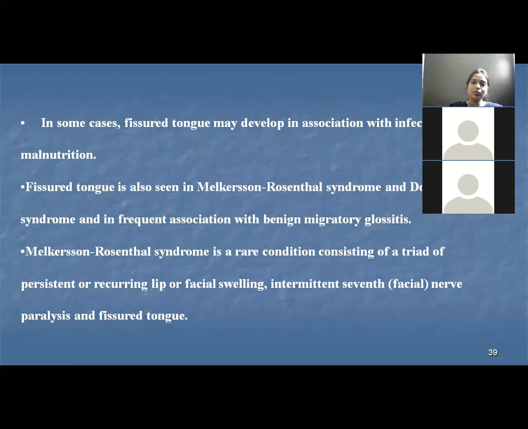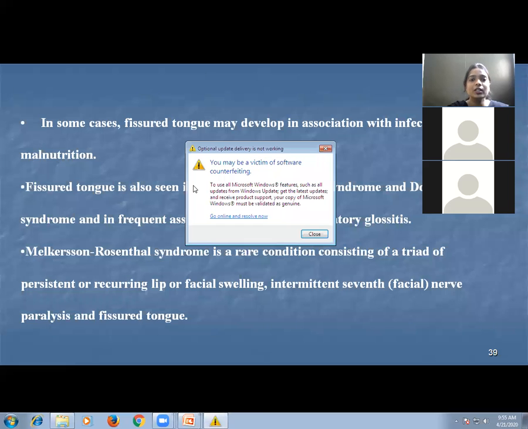This syndrome is important for you. What is Melkersson-Rosenthal syndrome? It consists of a triad, that is, three features. First feature is recurring lip or facial swelling. Then 7th nerve, that is facial nerve paralysis, and fissured tongue. This question can be asked in your MCQs. What is Melkersson-Rosenthal syndrome? It consists of a triad: recurring lip or facial swelling, 7th nerve paralysis, and fissured tongue.